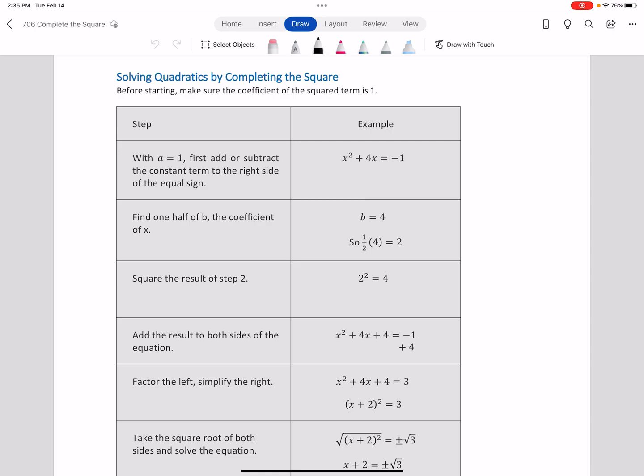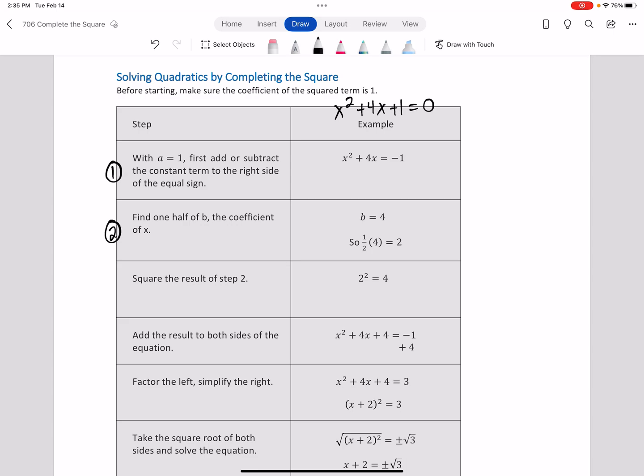So I'm trying to solve this quadratic, x squared plus 4x plus 1 equals 0. I subtract 1 from both sides to get the constant term, the term with no x's, onto the right of the equals. Find half of b. In this example, b is 4. I cut it in half and I get 2. Square the result.